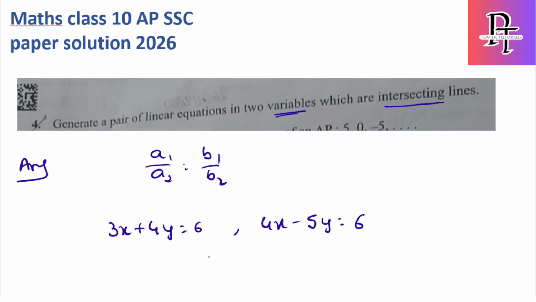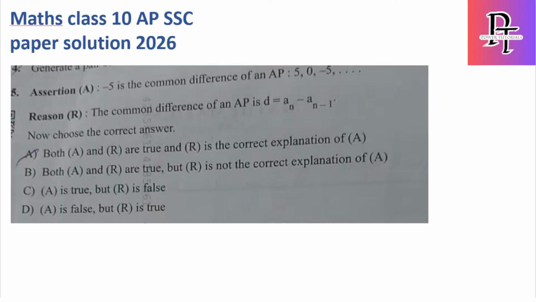So what is the condition? a1 by a2, which is 3 by 4, is not equal to 4 by minus 5. Hence these two are the pair of linear equations which intersect. Okay, let's move to the fifth one.